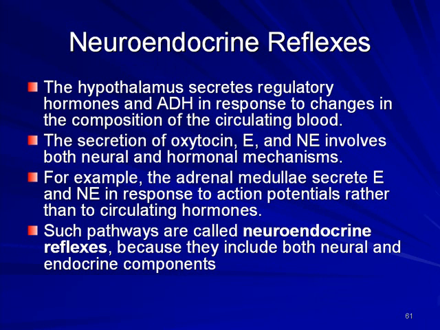Now, the neuroendocrine reflex. Understand that the nervous system and the endocrine system work very closely together. The hypothalamus secretes regulatory hormones, and in the case of antidiuretic hormone, in response to changes in composition of circulating blood. We also see other hormones such as oxytocin, epinephrine, and norepinephrine involve both a neural component, so the nervous system can stimulate the release of these hormones, or a hormonal mechanism. The adrenal medulla, for example, secretes epinephrine and norepinephrine in response to specific action potentials.